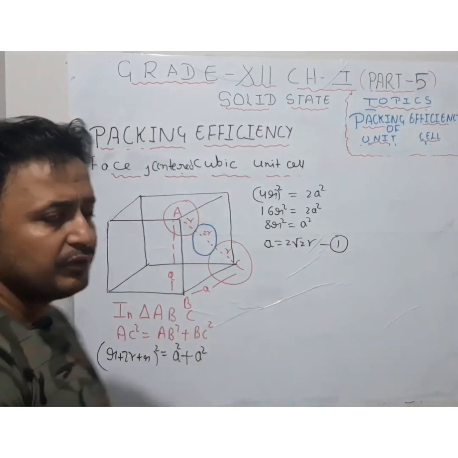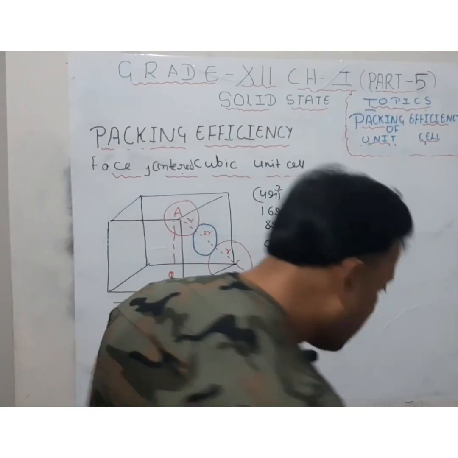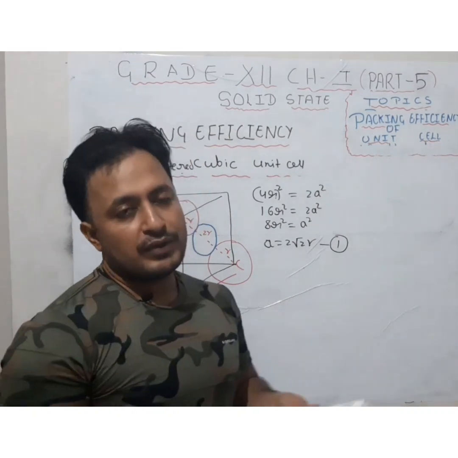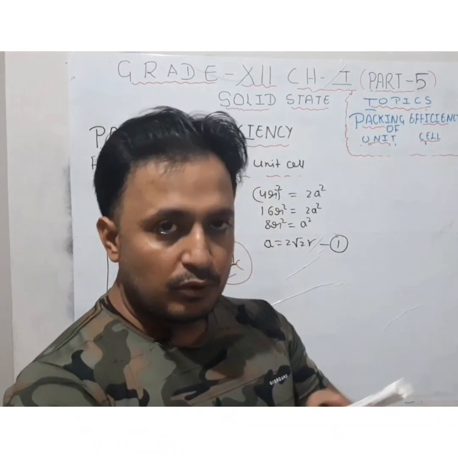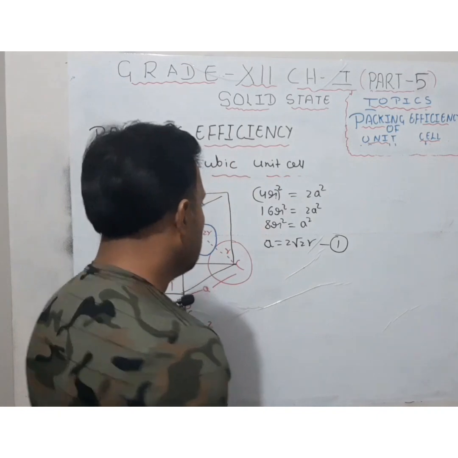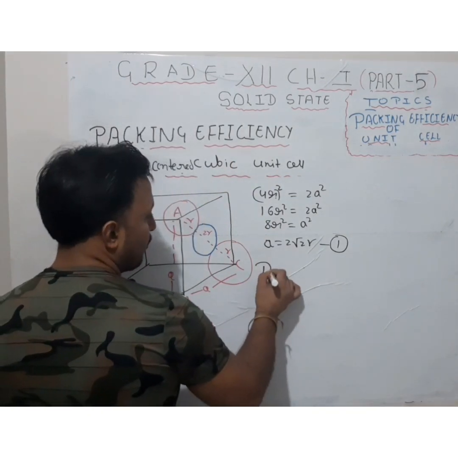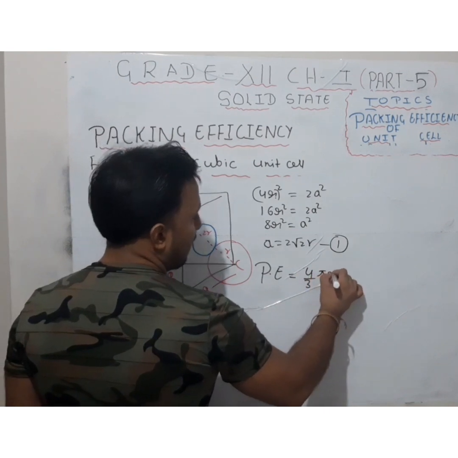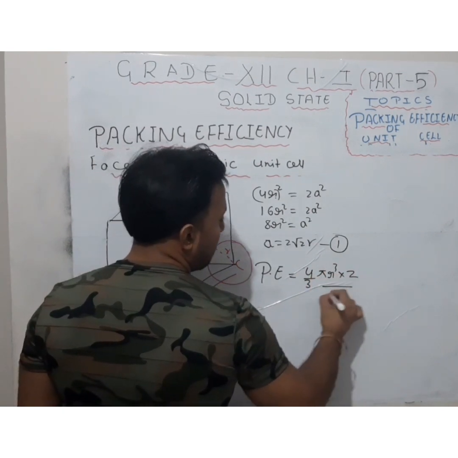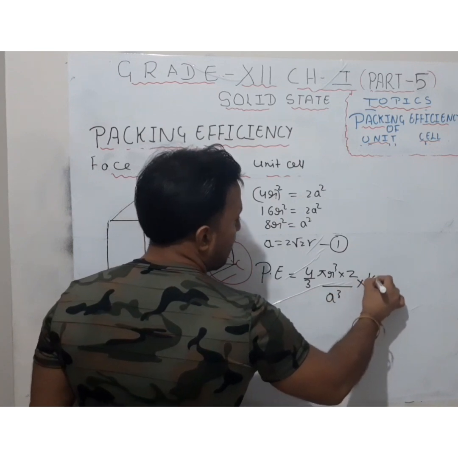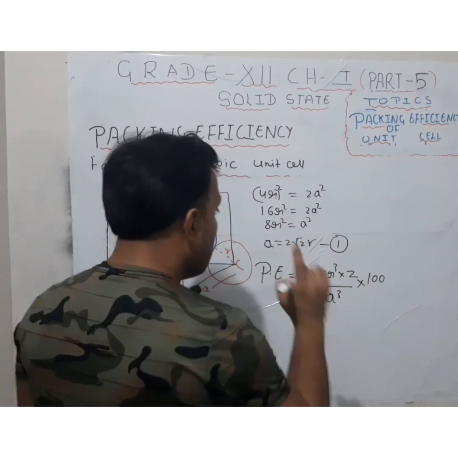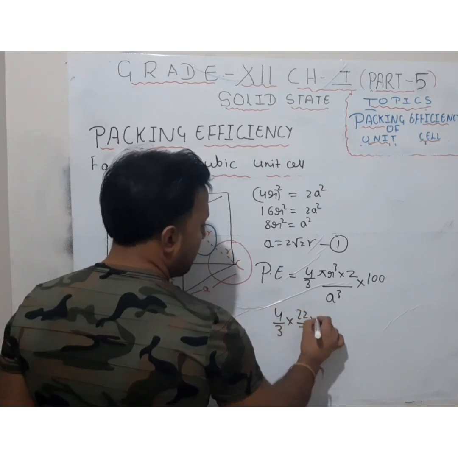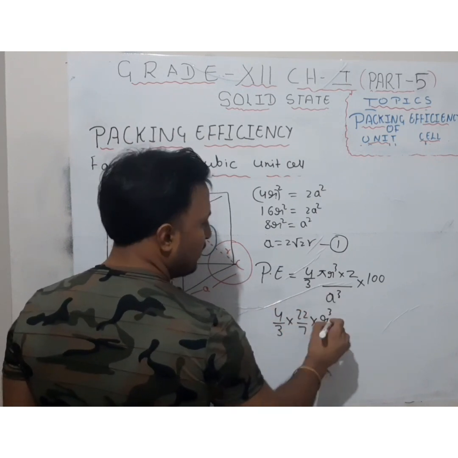Once we find the relationship, we have to repeat the same thing. That is, again we have to write the formula and we have to use the value of a or r, relate them, and then cancel the values. So again we are going to write the formula for packing efficiency, that is 4 by 3 pi r cube multiplied by z divided by a cube multiplied by 100. Okay. Now 4 by 3 will be as it is, pi value is 22 by 7, and r cube we will use as r cube this time.